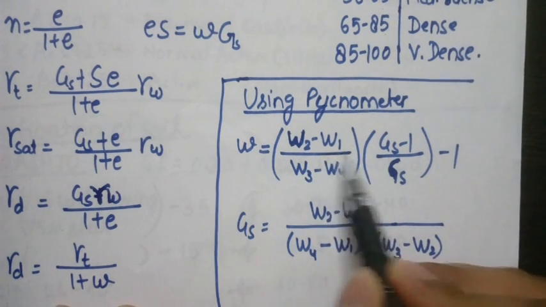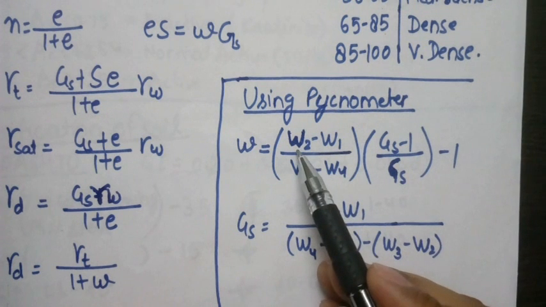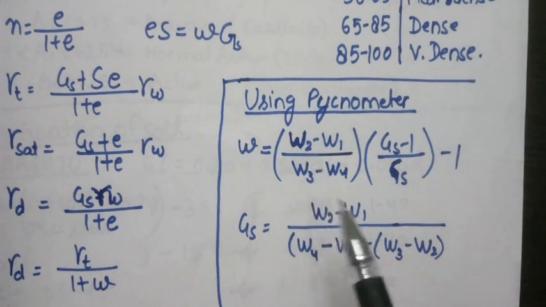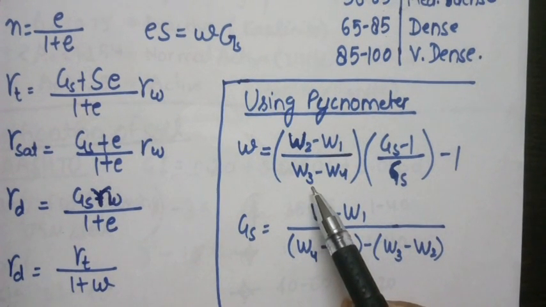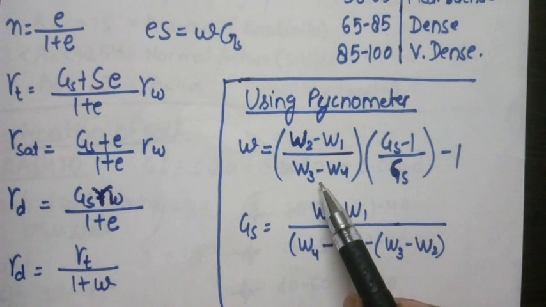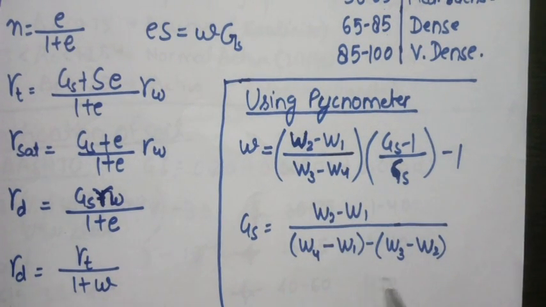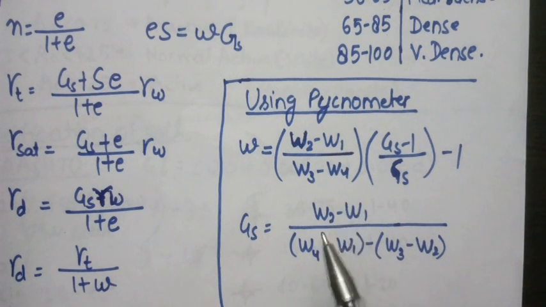W1 is weight of empty pycnometer. W2 is weight of pycnometer plus weight of dry soil or weight of moist soil. W3 is the weight of empty pycnometer plus soil plus water which is added in the pycnometer. W4 is the weight of empty pycnometer plus water.